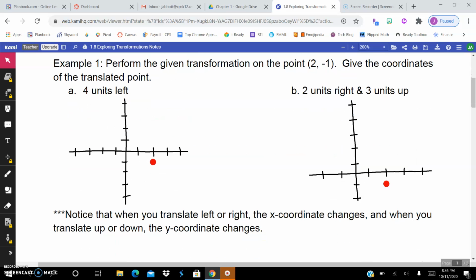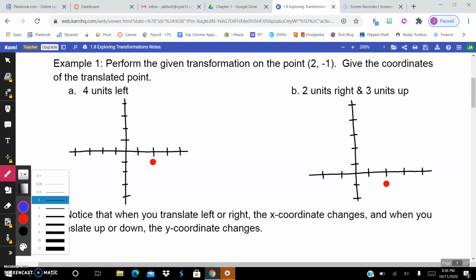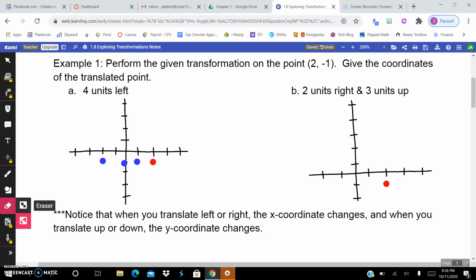So for example 1, perform the given transformation on the point (2, -1) that's already plotted for you, and give the coordinates of the translated point. For part A, we have to slide it 4 units left. So if I go to the point (2, -1), it's a red dot, we're going to move it 4 units to the left. I'm just going to count 1, 2, 3, 4, and that is where it will end. That is moving it 4 units to the left.